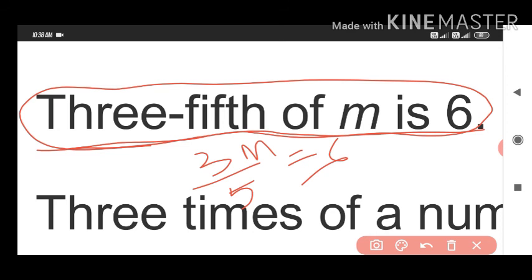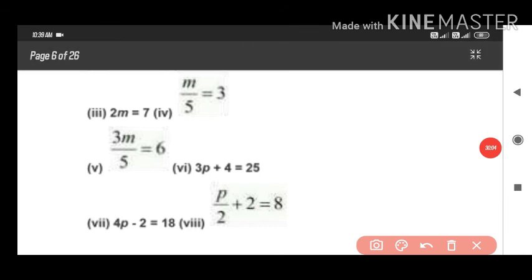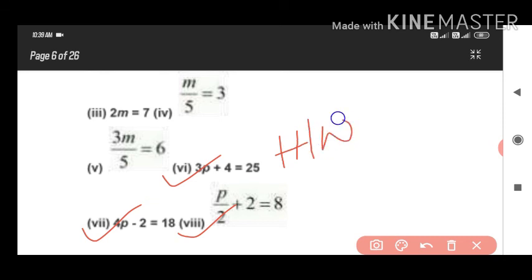Now the next given equation is here. Question number 6, 7 and 8 are your homework. So write these equations in statement form. These 3 will be your homework.